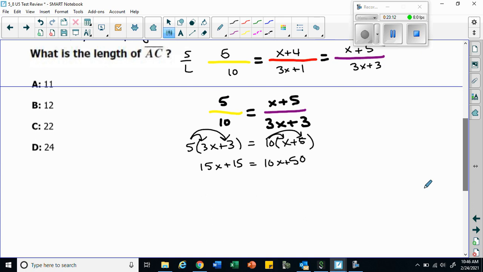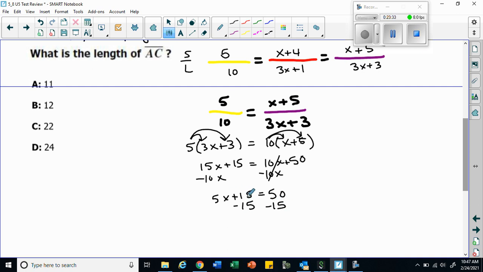So now, what do we have to do? We have to move one of our X's. I'm going to move the smaller X's, that's my 10X. This crosses out. This leaves me with 5X plus 15 equals 50. Now I'm going to move my 15.